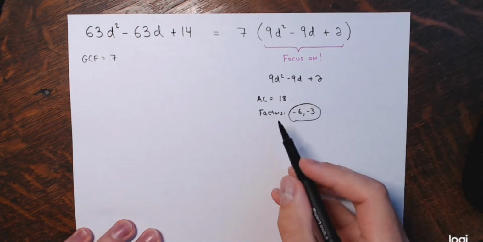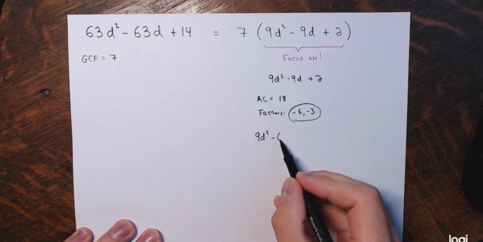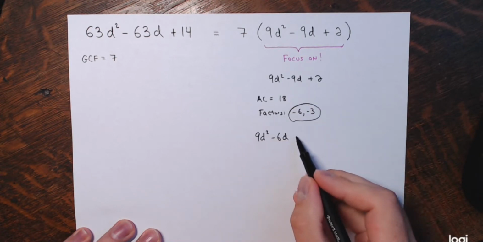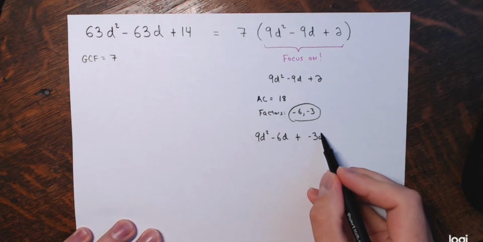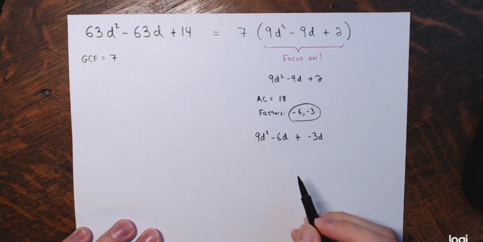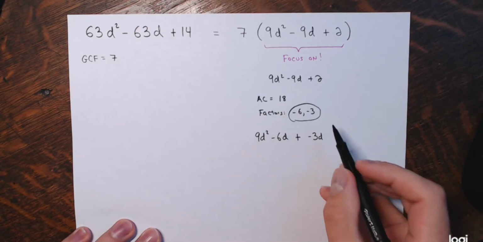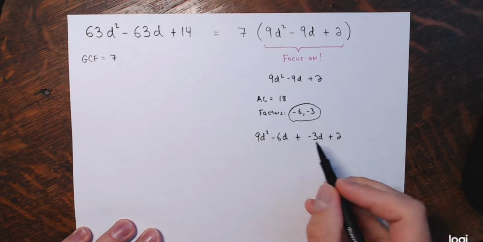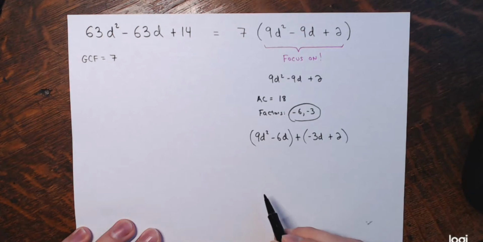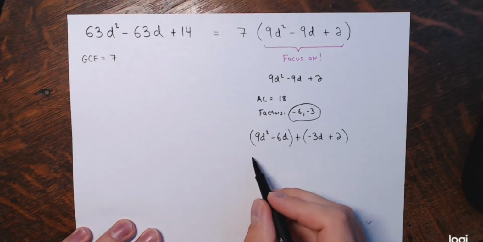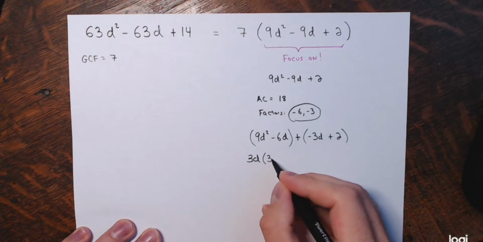So now I'm going to do this. We have 9d squared, and then we have minus 6d, and then you know me, I like to have a plus in the middle, plus negative 3d. So I can do grouping. Negative 6d plus negative 3d would be negative 9d, and then you got plus 2. And I put, first group plus second group. The first group has a common factor of 3d, and what would be left over would be 3d minus 2.